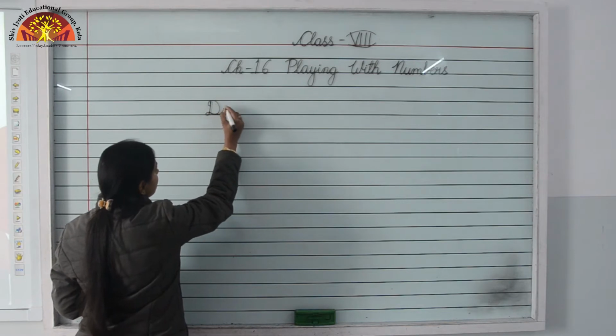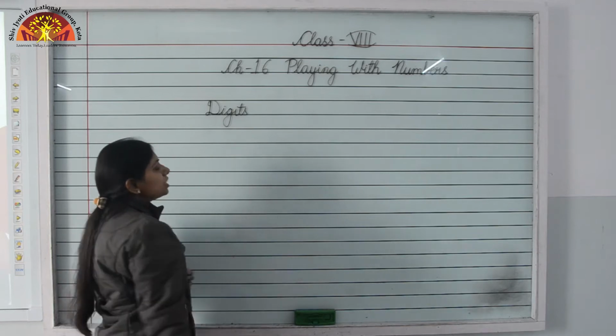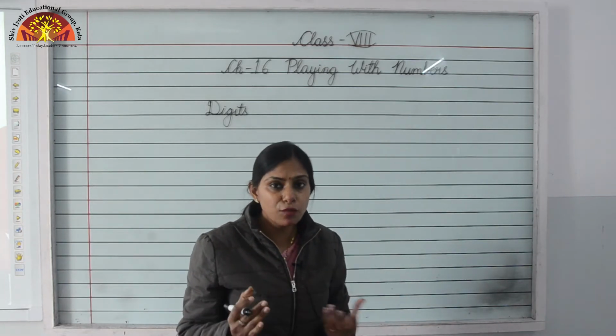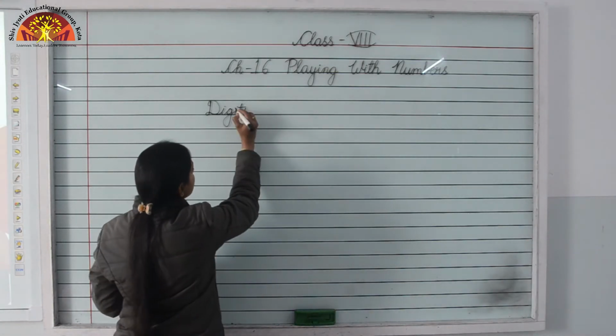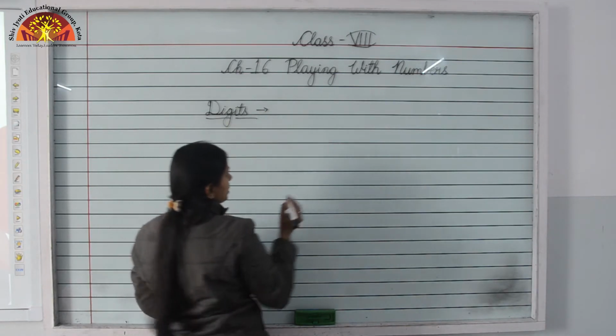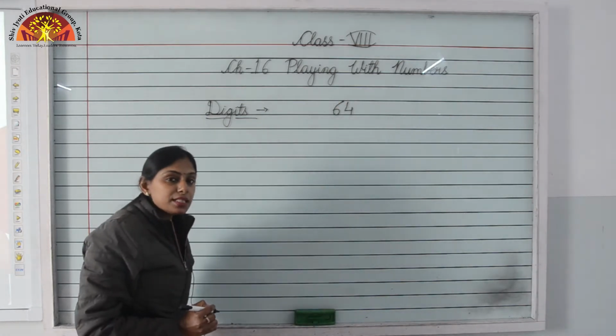Digits. Okay. Children, as you know, how is a number formed? It is formed with the help of digits. So first, children, we are studying a number with two digits. Suppose I am taking the number 64. Okay, I am taking the number 64.